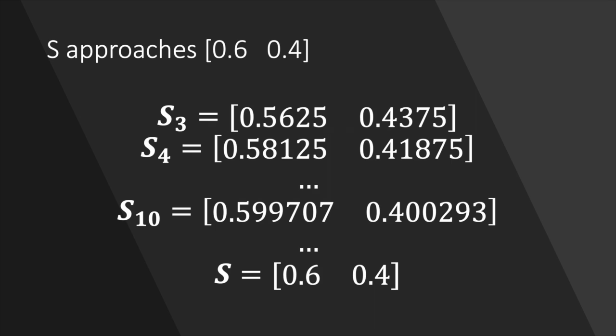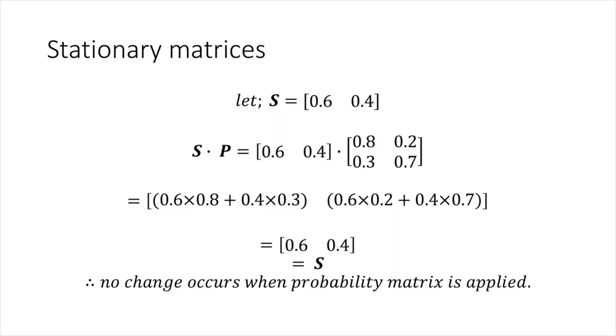So by applying this formula for a greater number of periods, we see that after more and more months after releasing their product, A's market share appears to slowly approach 60%. To test this, we use this matrix S, which is what the market share appears to approach over a long period of time, and multiply it by our probability matrix. And quickly, you'll notice that no change occurs when the probability matrix is applied. We call this matrix S a stationary matrix, and the Markov chain is said to now be at steady state.